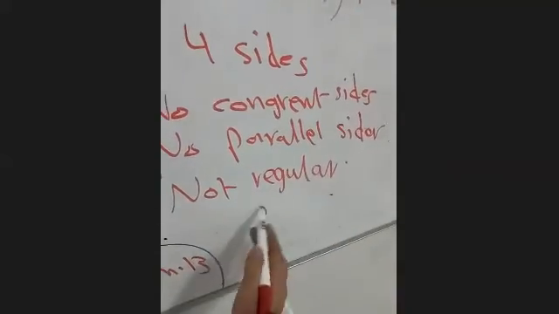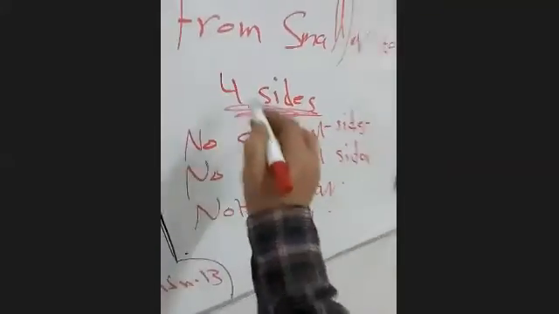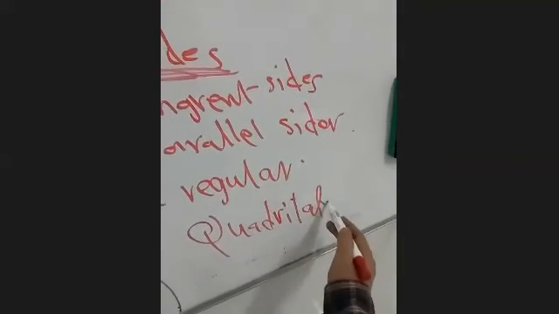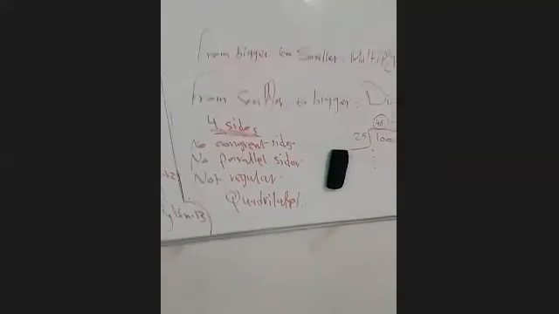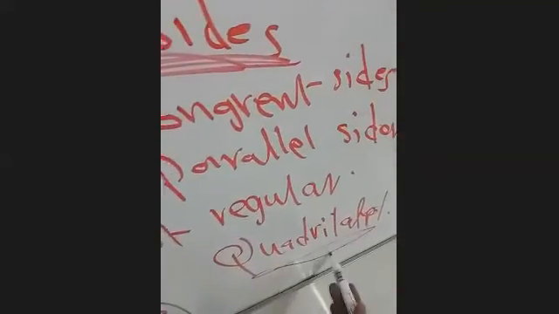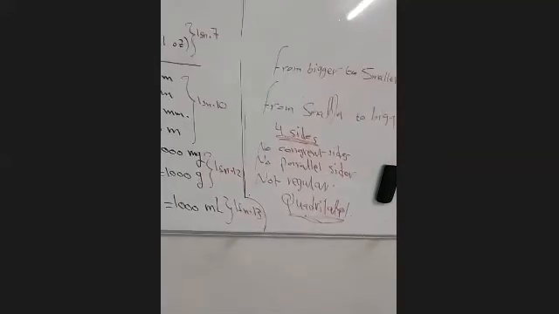So what we call it? We call it a quadrilateral because it has 4 sides. It has no special name. It is not parallelogram. It is not trapezoid. It is not rectangle, right? So what we call it? Only quadrilateral. 4 sides, that's all. Got it?